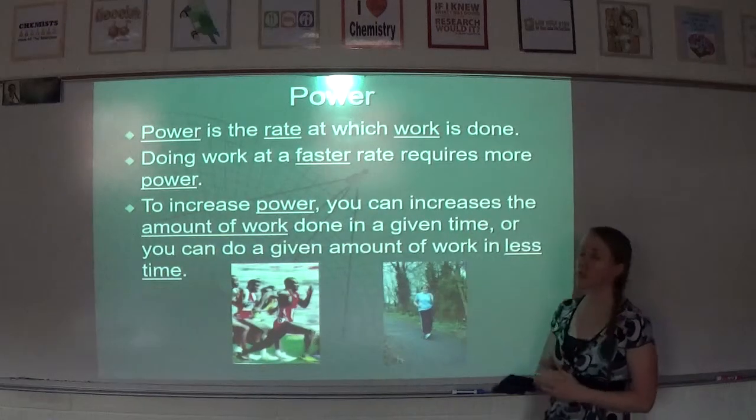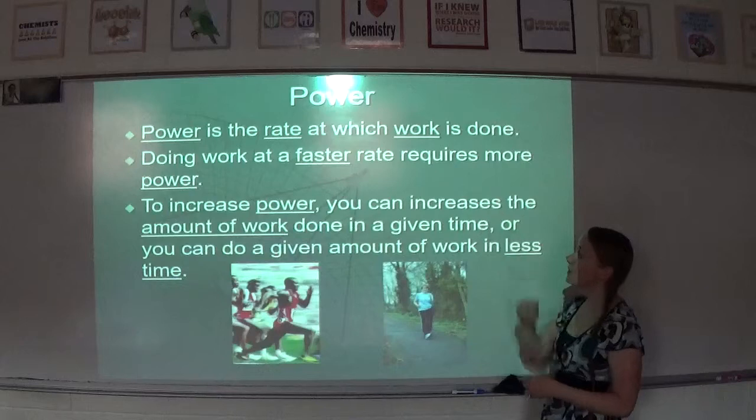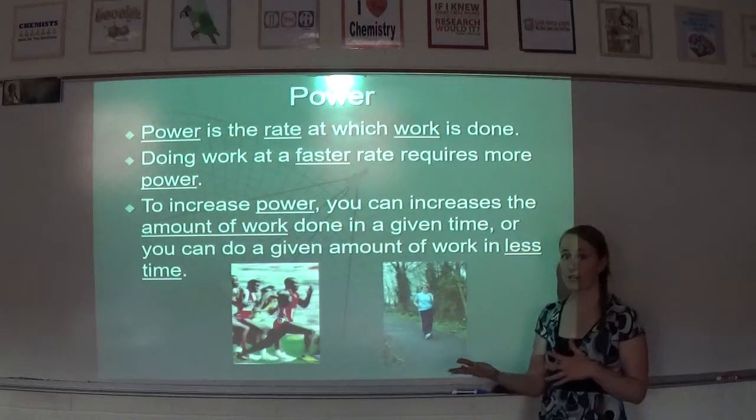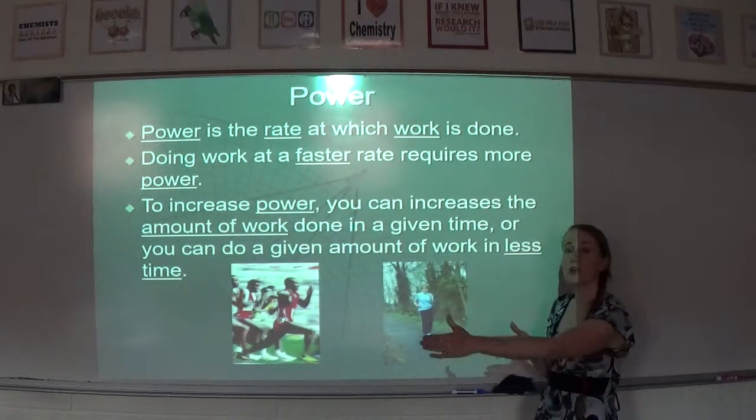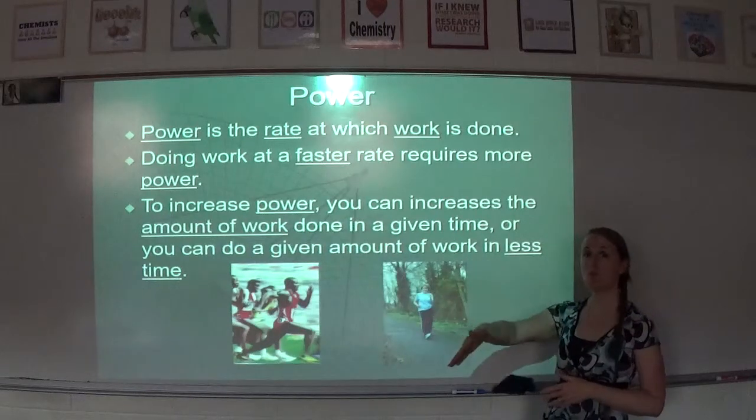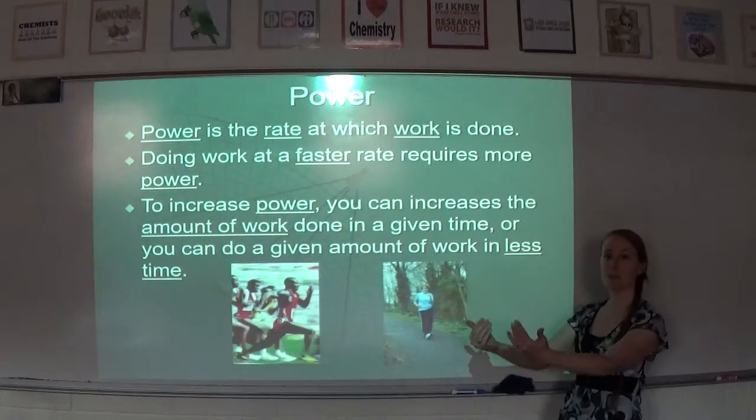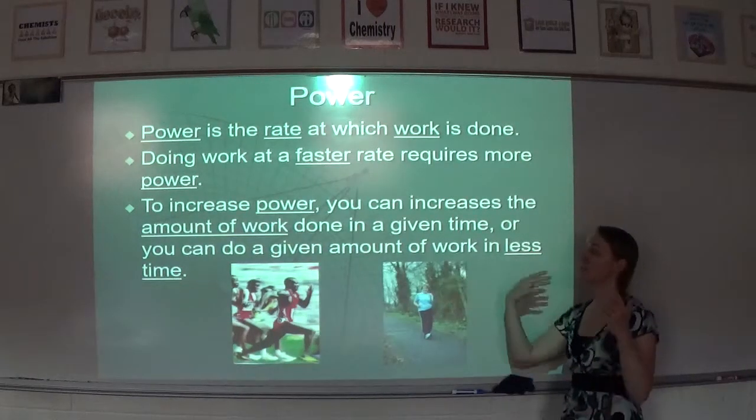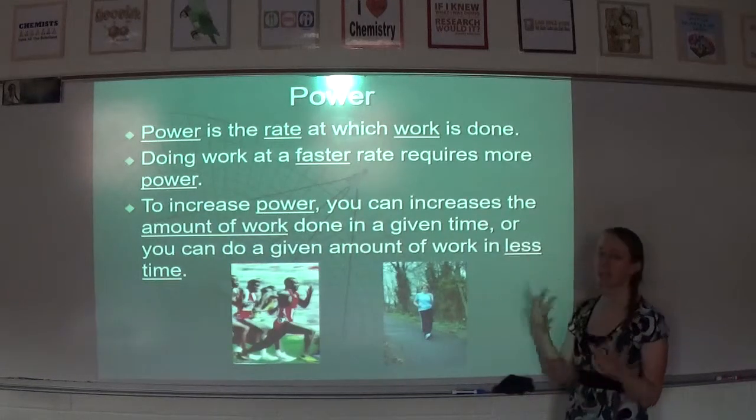To increase power, you can do one of two things. You can increase the amount of work done in a given amount of time. So if somebody does more work than another person, the person who did more work is more powerful as long as they spent the same amount of time. Or you can do the same amount of work in less time.